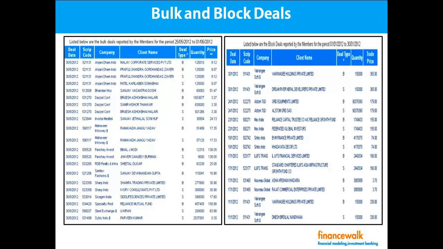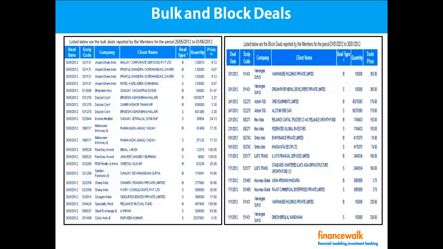Now let's see the definition or the concept of bulk deals first. The concept says a member broker has to make a disclosure on a daily basis up to 5 p.m. through DUS, that is data upload software, with respect to all transactions in a scrip for a client where the total quantity bought or sold is more than 0.5% of the number of equity shares of the company listed on the exchange. Now that's about bulk deals.